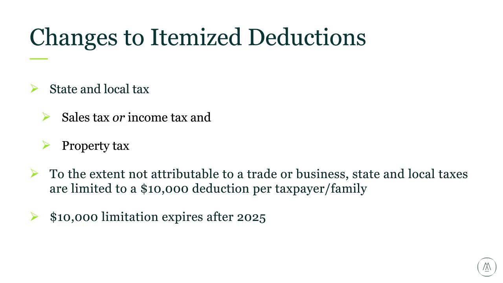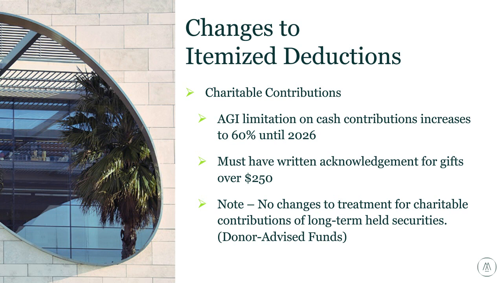There was one favorable change to cash contributions. It used to be limited to 50% of your adjusted gross income. They bumped that up 10% to 60% of your adjusted gross income. No change to the written acknowledgments for gifts. If it's over $250, you have to have a written acknowledgment from the donation. And one important note is there's no change to the donations of highly appreciated securities into donor-advised funds.